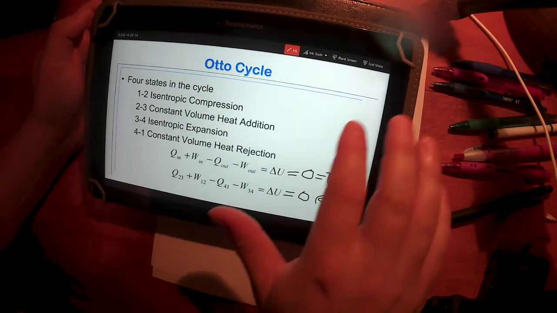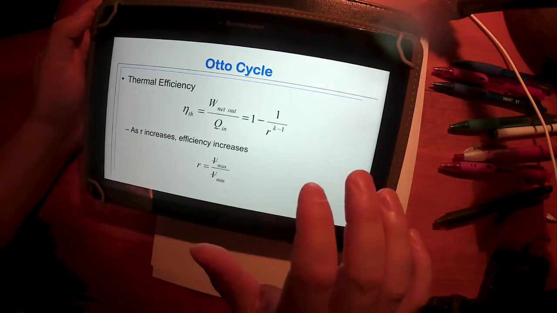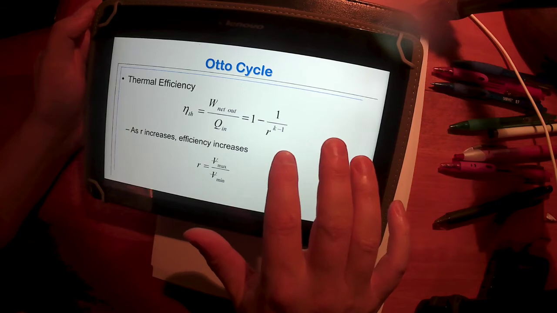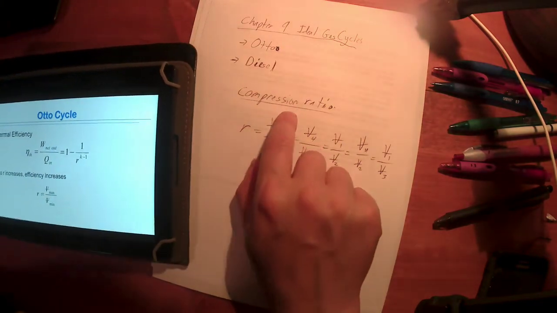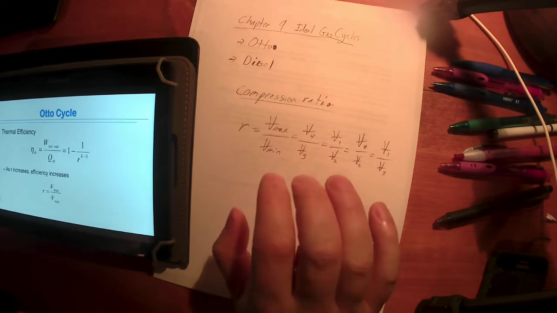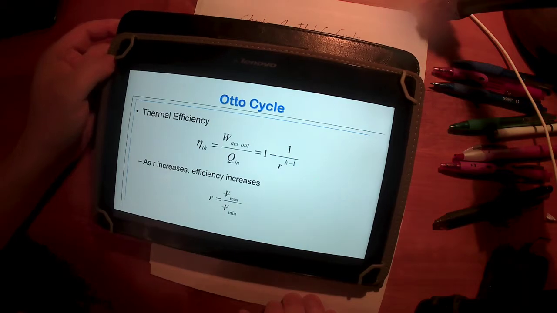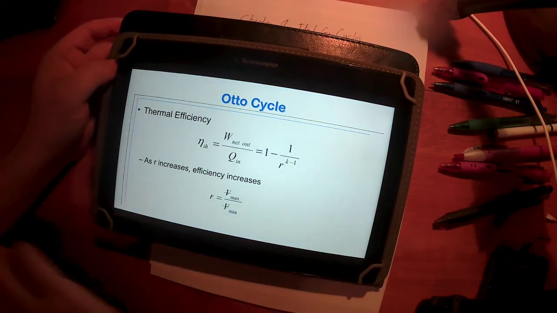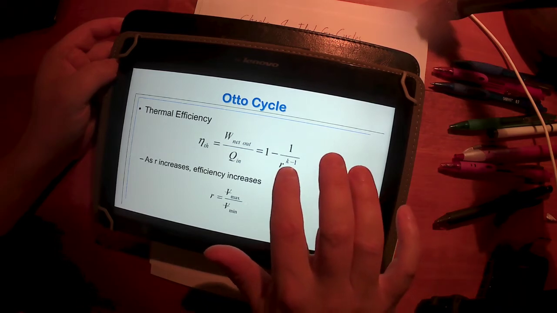Okay, let's see if I got anything else after the example. Oh no, there is one more real important concept here. I told you, and because I wrote it down, I said this is really important. I'm going to write down the compression ratio. Why is this so important? Because the efficiency, the performance of an Otto cycle really is only a function of the gas you use, so the K value, the ratio of specific heats, C sub P over C sub V. So this is the K value.